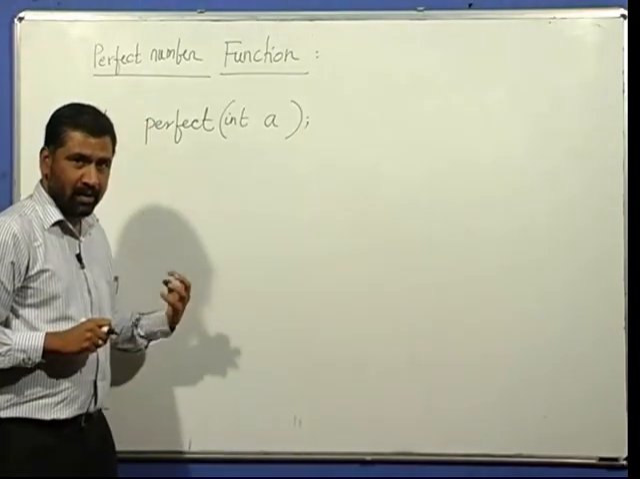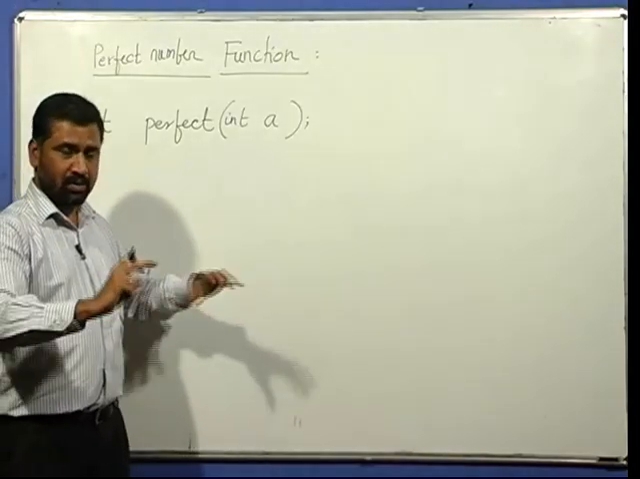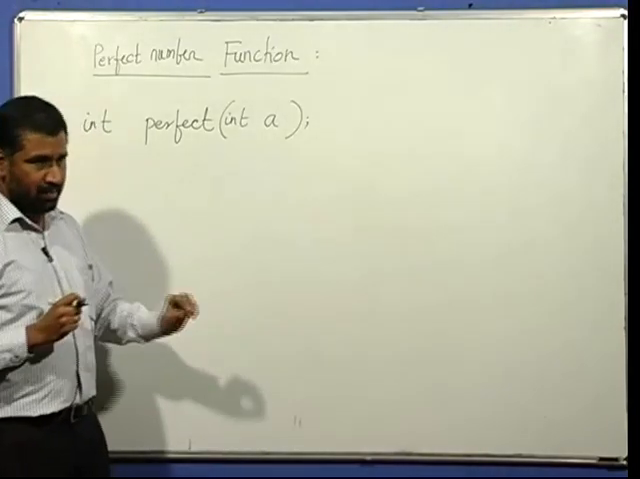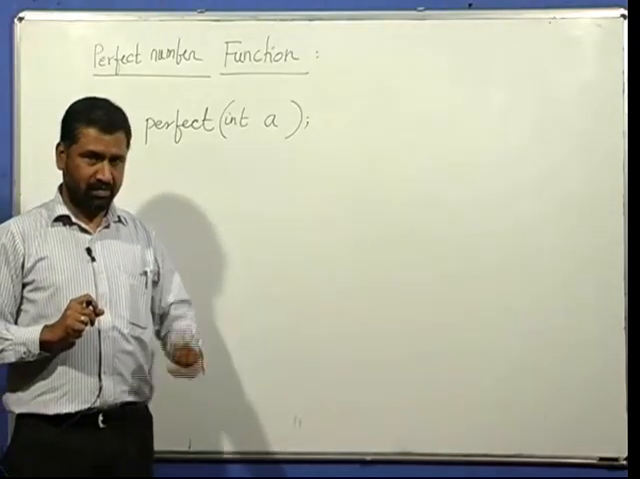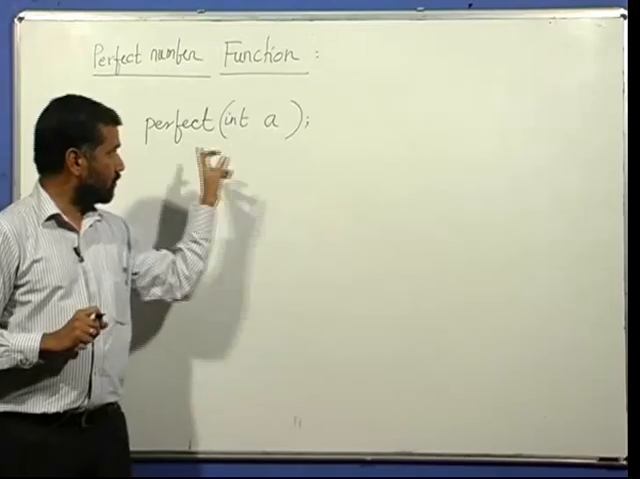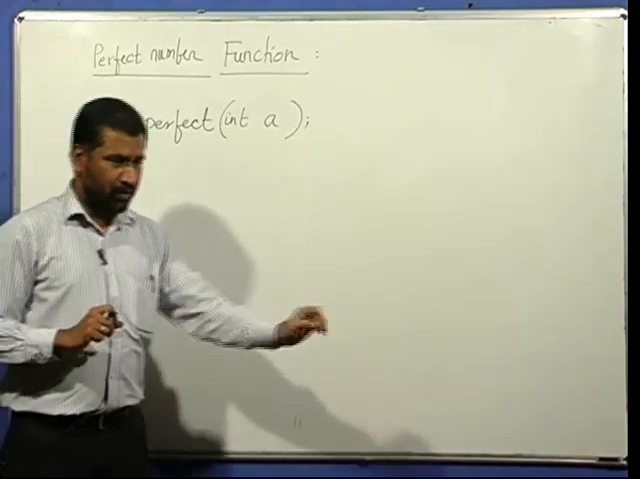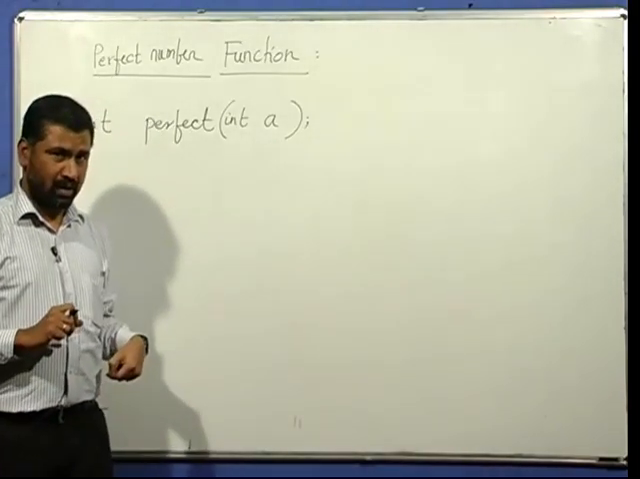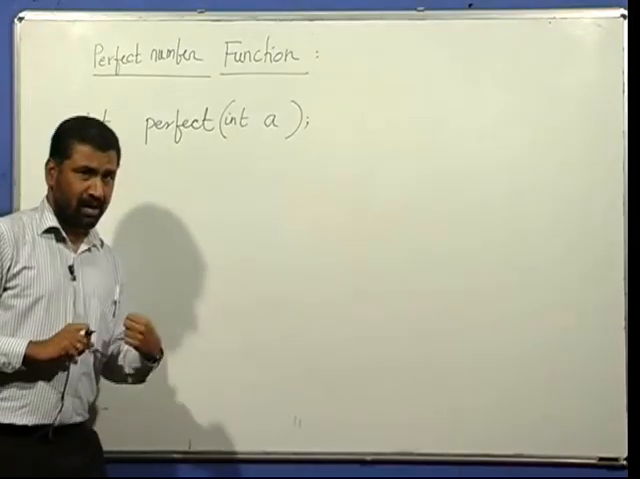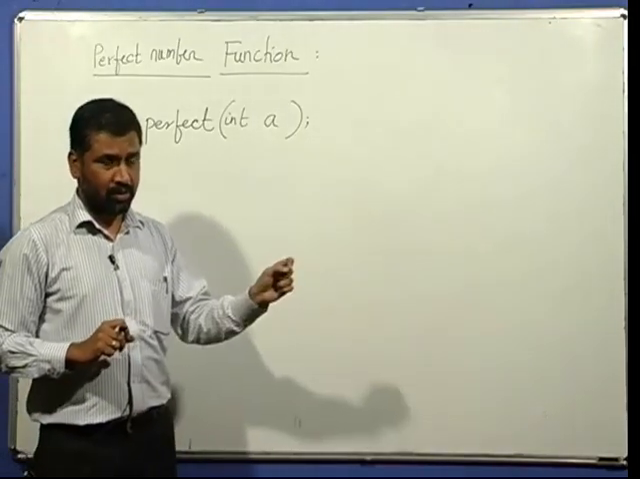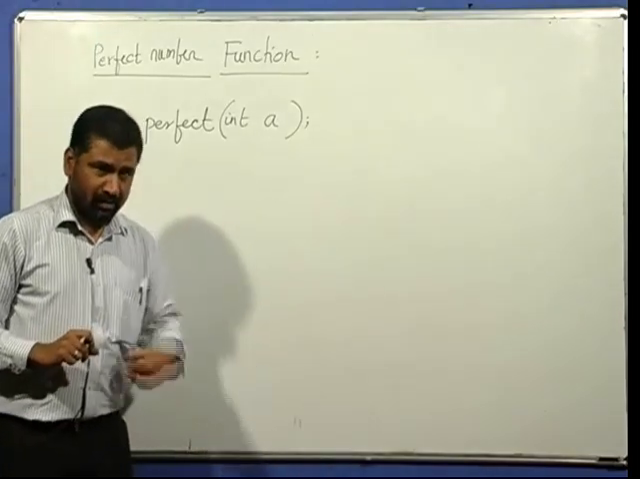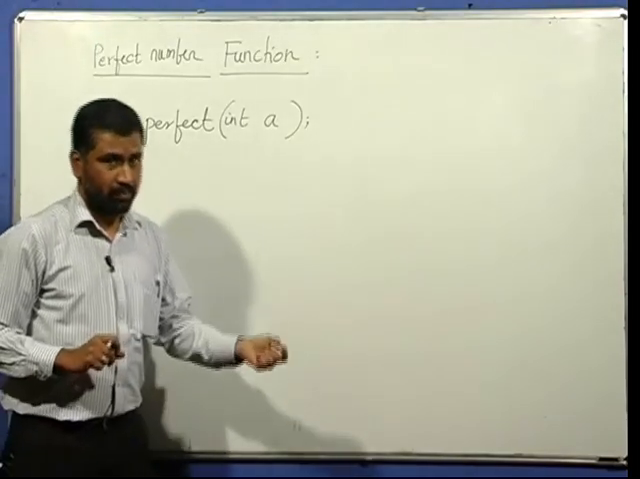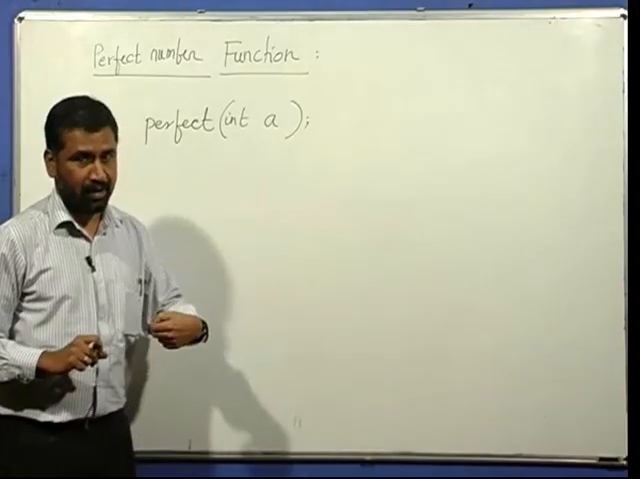So in this particular case, I have thought about the function perfect. I have established that my function is going to be like this. I am going to name it perfect. I will give it one integer value, and it will send me back one more integer value. I know that the returned value is only going to be either 0 or 1, and I know the meaning of the return value 0, and the meaning of the return value 1.